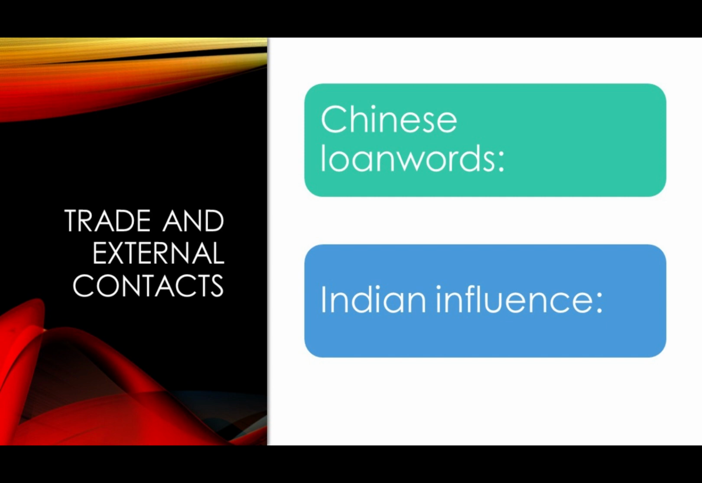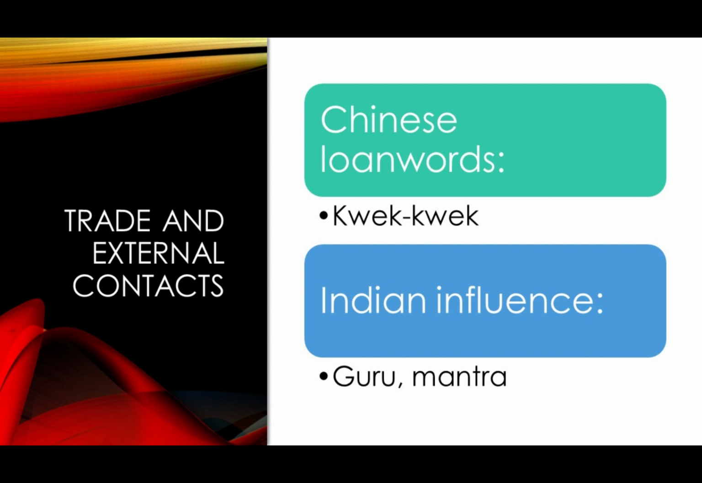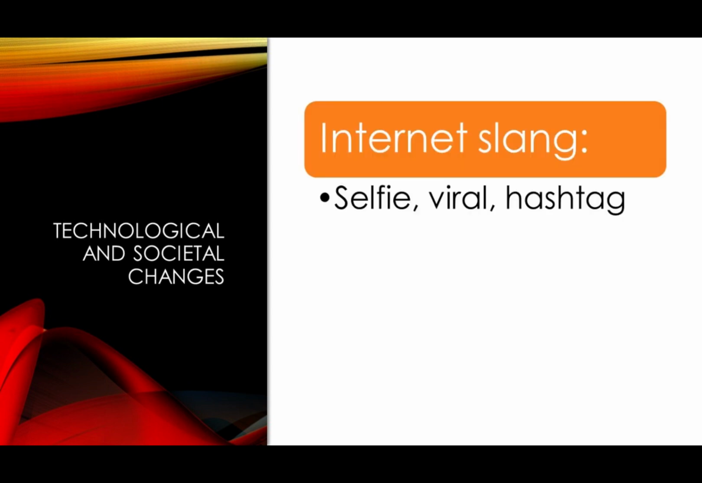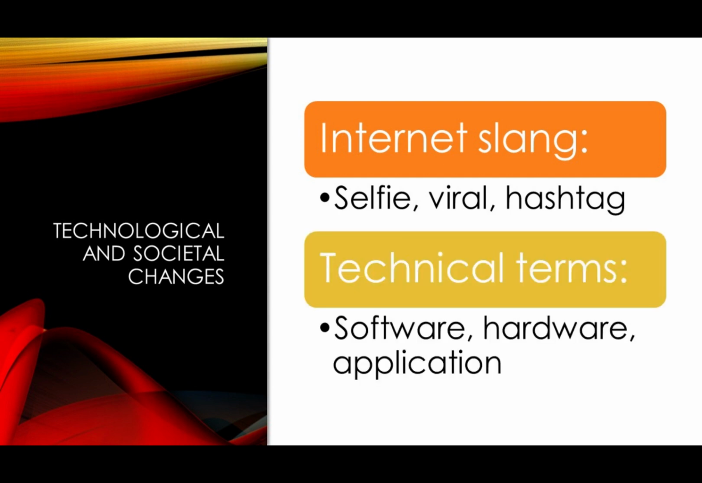Trade with neighboring countries like China and India introduced new words into Philippine languages. For instance, the Hokkien word kwe evolved into kwek-kwek, a popular street food. Indian influence is seen in words like guru and mantra. Technological and societal changes continue to impact language use. The rise of the internet and social media has introduced new slang such as selfie, viral, and hashtag. Advances in technology have brought in terms like software, hardware, and application.